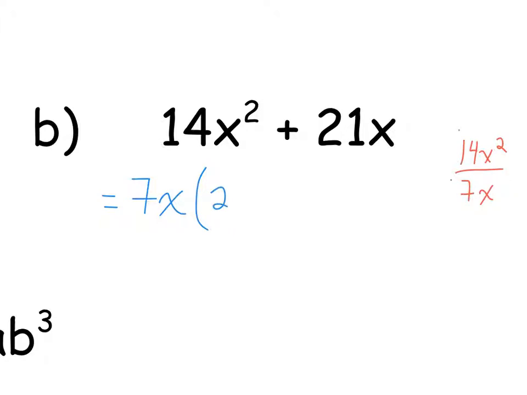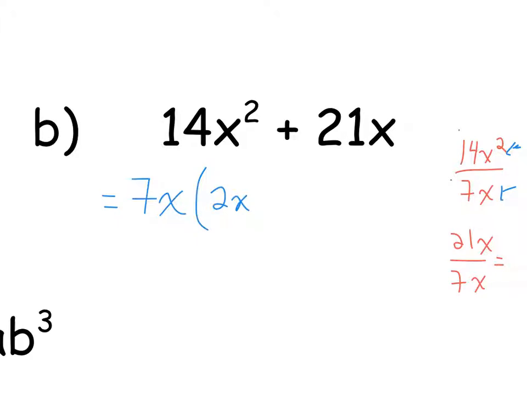And when I take x squared right here and divide it by x, using my exponent laws, I'm simply left with x. So I'm done with that. Now let's look at my second term. I've got the 21x, and I pulled out a factor of 7x. So I need to divide it out of the 21x and see what's left over.